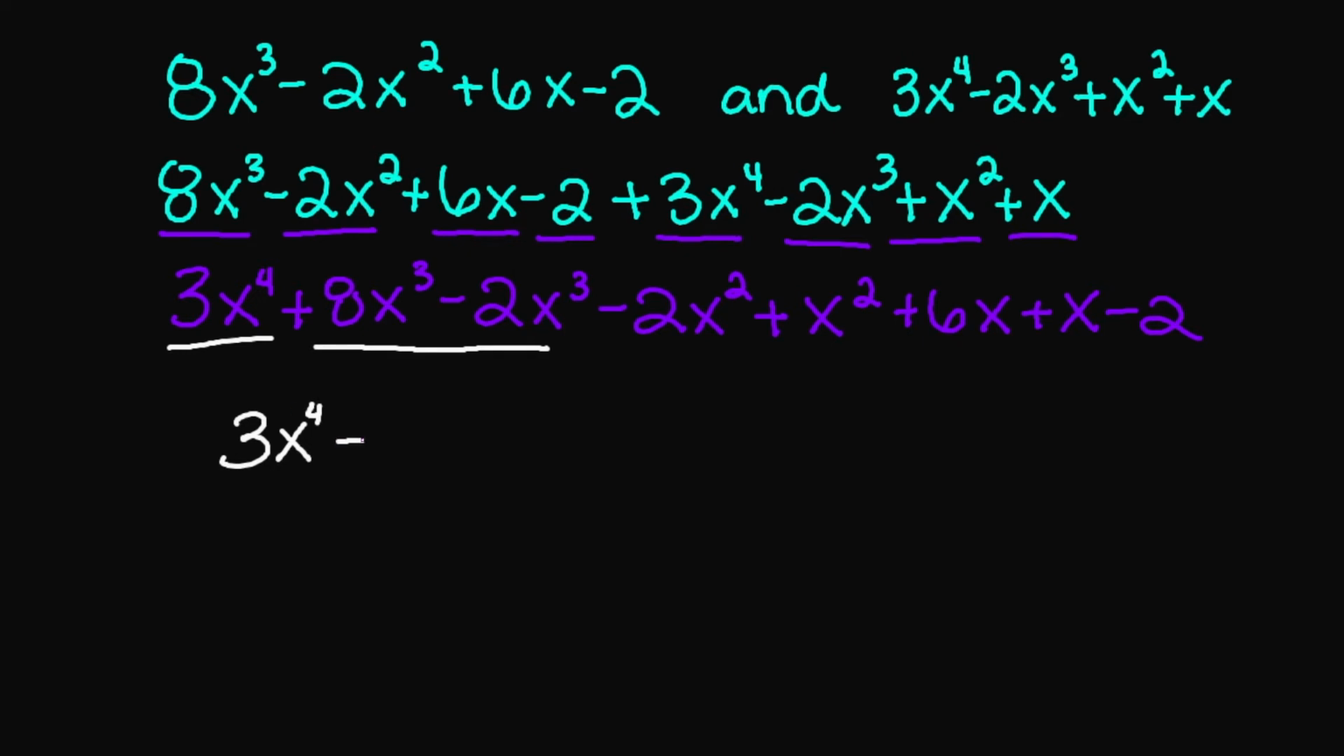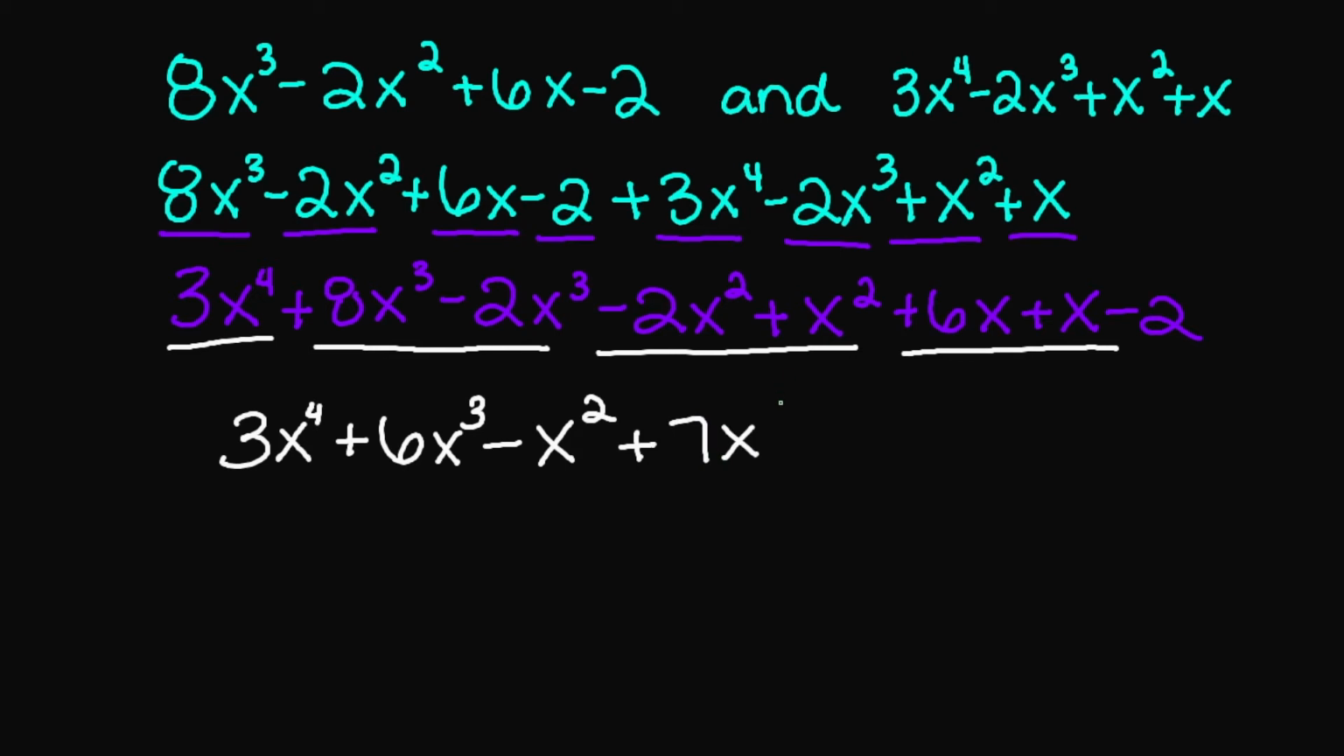That's going to give me a positive 6x cubed. Then we have negative 2x squared plus x squared, which is going to give us negative x squared. Then we have positive 6x plus x. This is going to give us a positive 7x. And then you have minus 2. And this is your final answer.